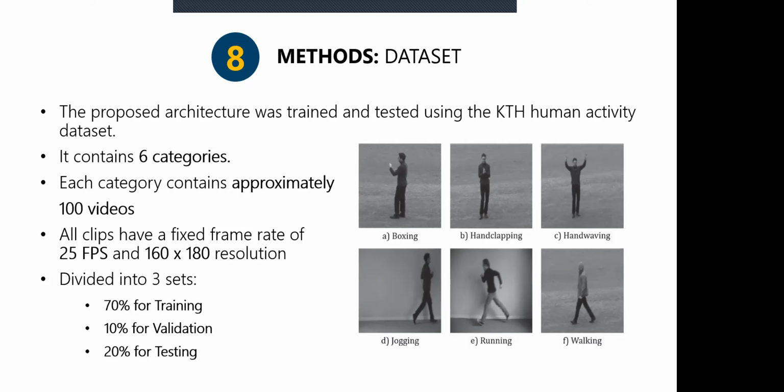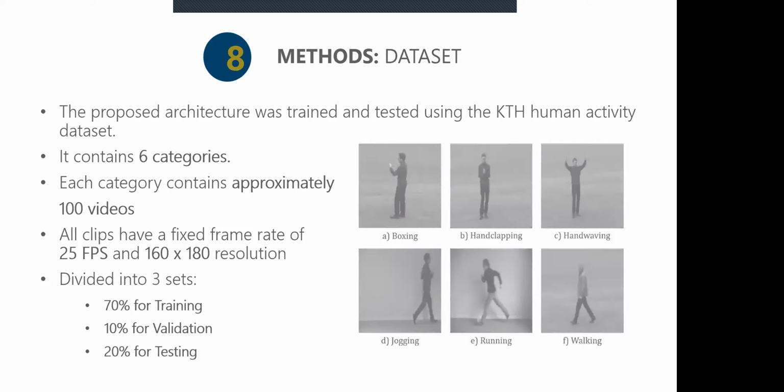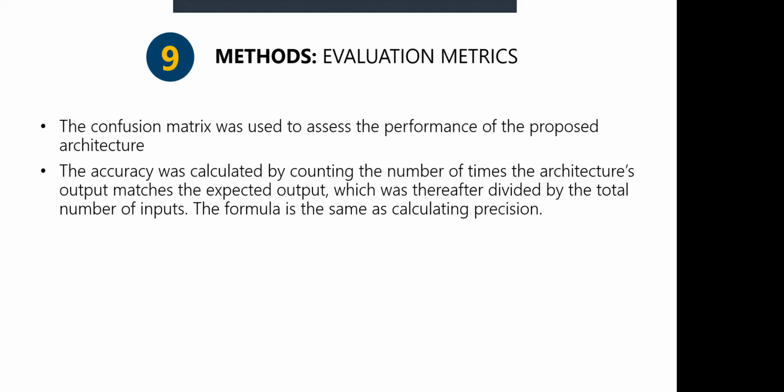All the videos had a fixed frame rate of 25 frames per second and a low resolution of 160 by 180 pixels. The dataset was divided into 70% for training, 10% for validation, and 20% for testing. The confusion matrix was used to assess the performance of the proposed architecture. The accuracy was calculated by counting the number of times the architecture's output matches the expected output, which was thereafter divided by the total number of inputs. The formula is the same as calculating precision.